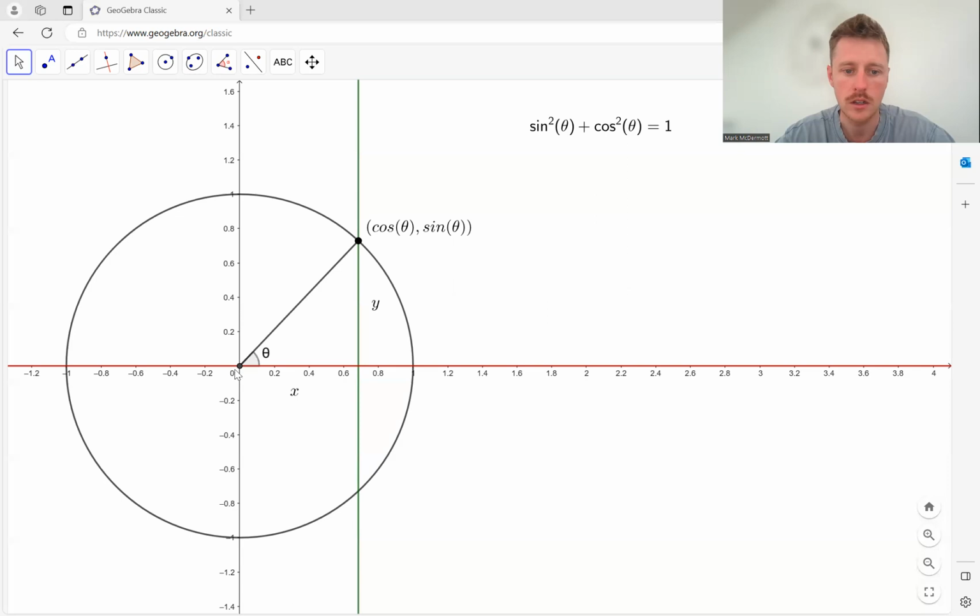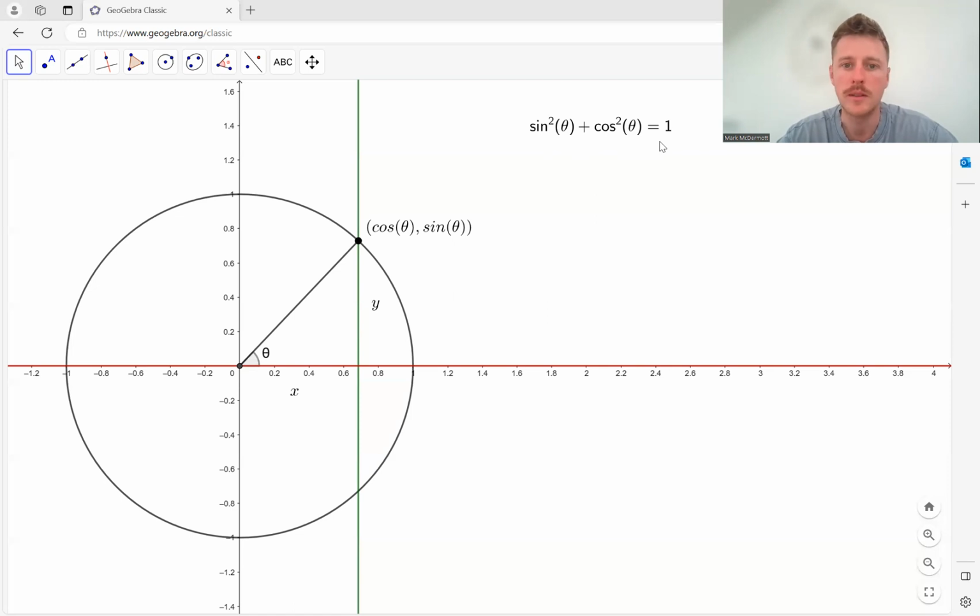And so as you can see here, what we have is a right angle triangle. And if we've got a right angle triangle where this length here is sine theta and this length here is cosine theta, and we know that the hypotenuse is 1, hopefully we can recall that our Pythagorean identity is that sine squared theta plus cos squared theta equals 1.